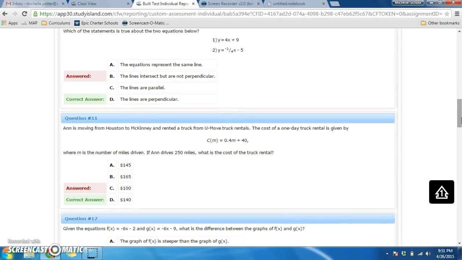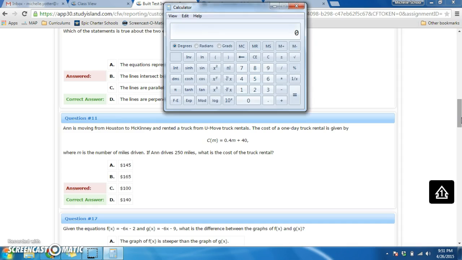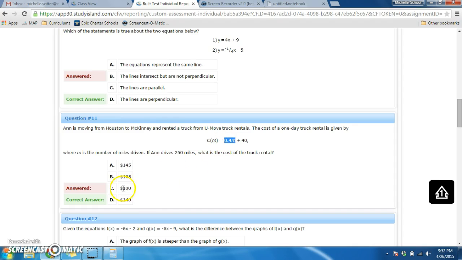Okay, the next one should have been really easy for you just to pop in your calculator. All you should have done, because they give you the miles, is 0.4 times 250 plus 40. That is 140. I think you did this piece because you got 100, but don't forget the whole thing. Put the whole thing in your calculator. Type 0.4 times 250 plus 40. Okay, that way you don't forget that part.